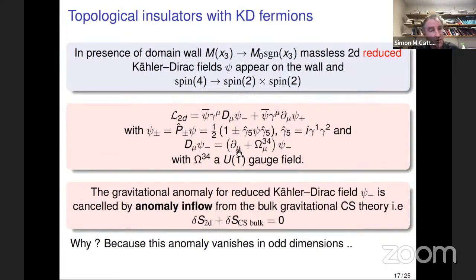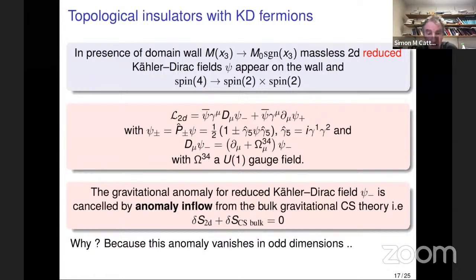So this is an example of how you can formulate a gravitationally coupled reduced Kaehler-Dirac theory in a non-anomalous way by realizing it as a boundary, or in this case, a domain wall of this higher dimensional system. It's completely analogous to what happens with Dirac fermions yielding Weyl fermions on the boundary of a topological insulator, with anomaly inflow ensuring those things are well-defined. So it's just completely analogous to that, all right?